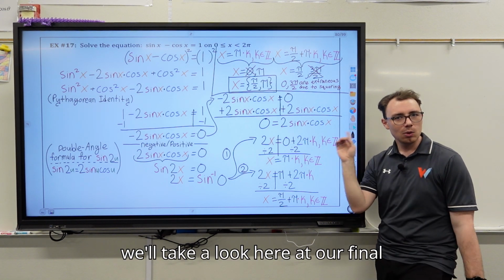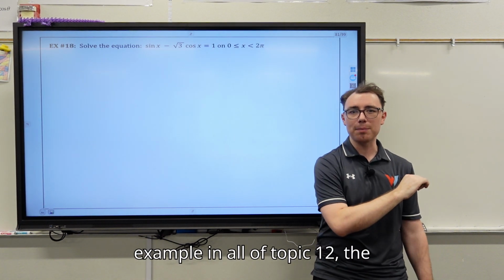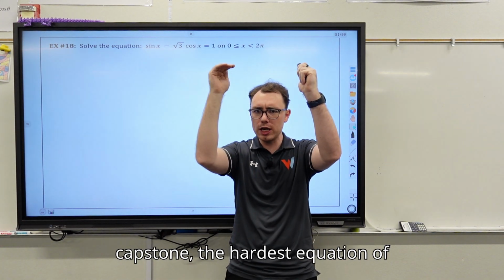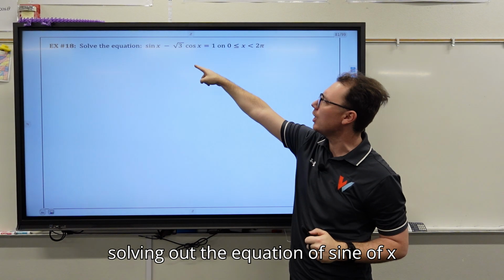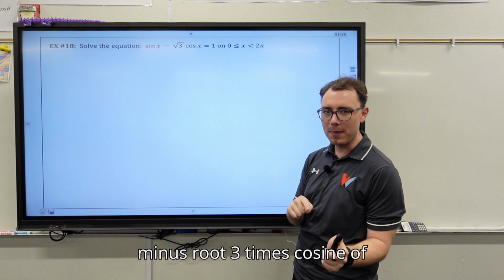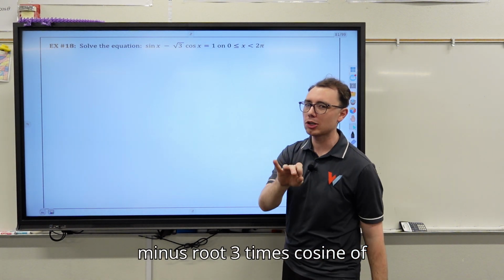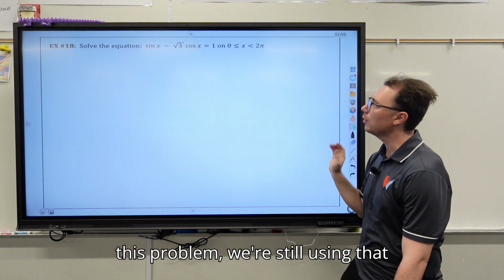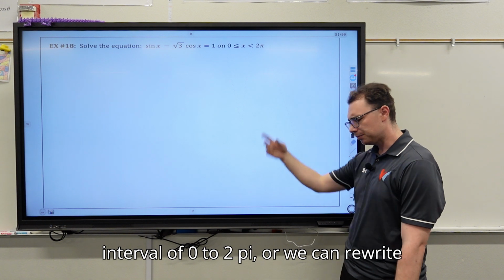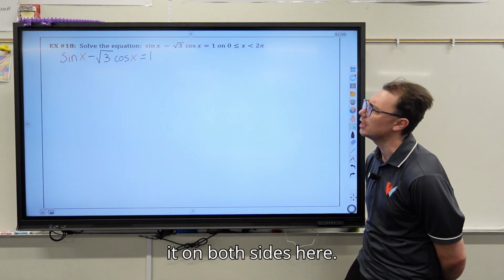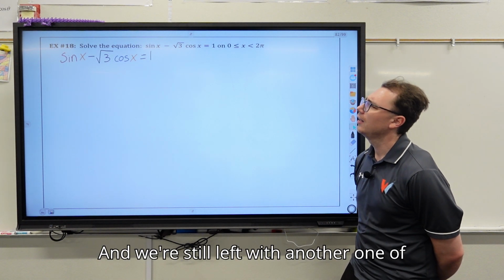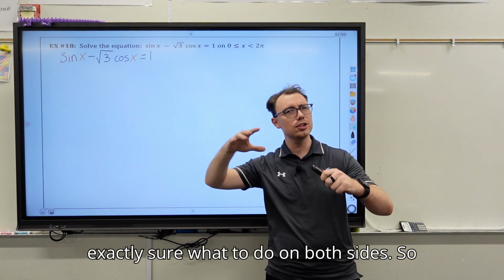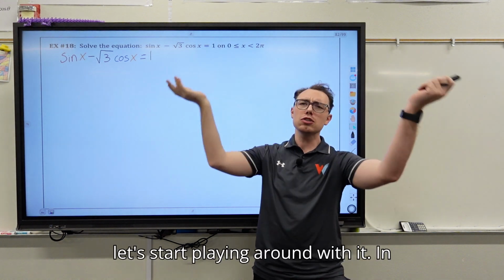Well, finally, we'll take a look here at our final example in all of topic 12, the capstone, the hardest equation: solving the equation sine of x minus root 3 times cosine of x is equal to 1. For this problem, we're still using that interval of 0 to 2 pi. And we're still left with another one of those problems where we're not exactly sure what to do on both sides. So let's start playing around with it.